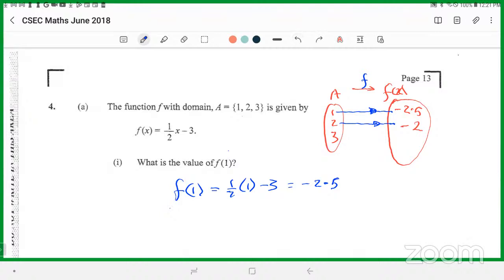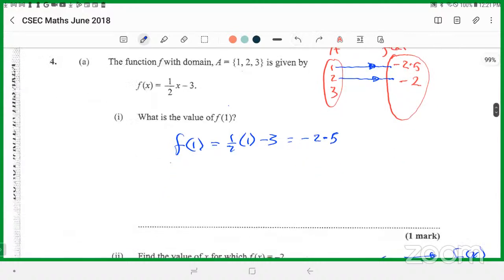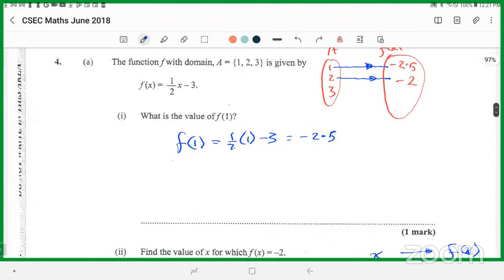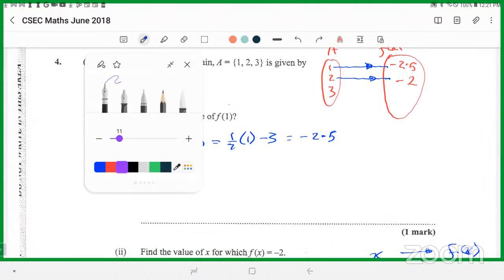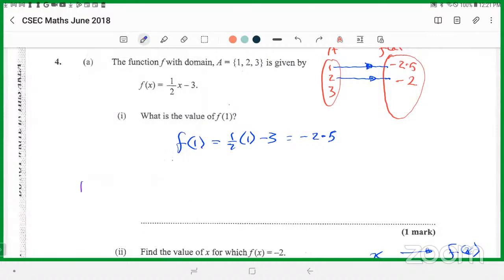The question is not going to tell you that; you have to work it out. So I have to put the 3 in the function to know what it maps onto over here. They didn't tell us, but we have to work it out. So we can work it out right here. They didn't ask us, but let's work it out.